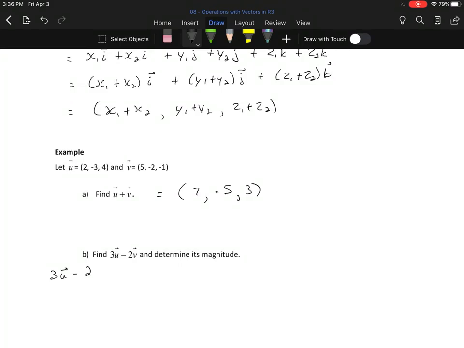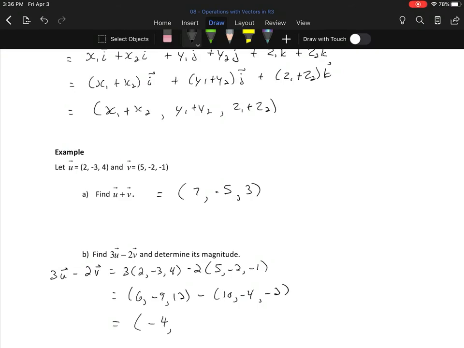This one says find 3u minus 2v. So I got to go 3u minus 2v. 3 times the u, which was 2, -3, 4. Minus 2 times the v, which was 5, -2, -1. Scalar multiplication just does exactly what we'd hope it would. You just multiply the 3 by each of the components in the vector here. So I get 6, -9, and 12. And I get minus 10, -4, and -2. Maybe you'd want to multiply in a -2, and then you'd have to add the two vectors. It doesn't really matter. You got to deal with that negative at some point anyways.